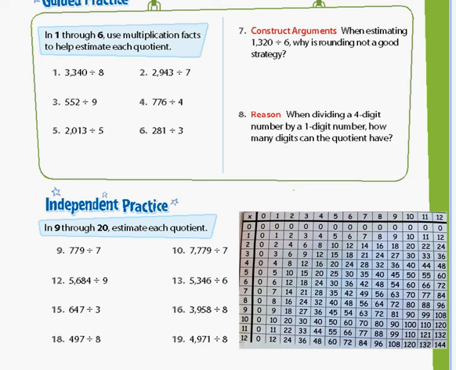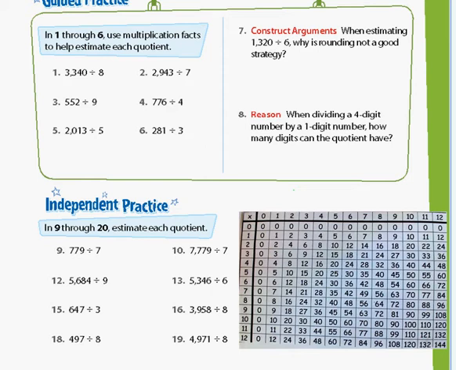We're going to be estimating quotients again, and this is just an extension of the lesson we did yesterday. Basically the same things. We're going to be using some bigger numbers this time, so we may have to add a couple extra place values, but it's really the same thing as what we did yesterday.